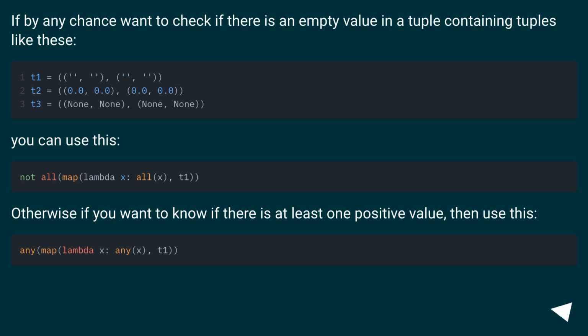If by any chance you want to check if there is an empty value in a tuple containing tuples like these, you can use this. Otherwise, if you want to know if there is at least one positive value, then use this.